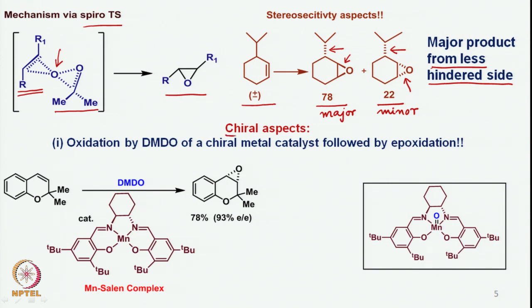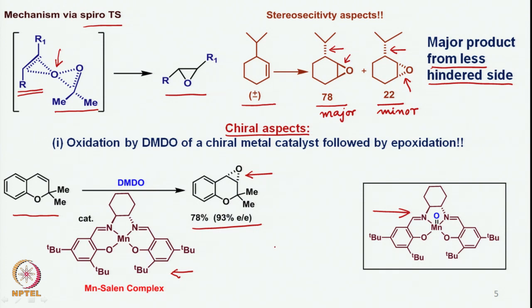Now, what do we do to make the epoxide chiral? What are the ways by which we can use this dioxirane to get chiral epoxides? There are two ways by which one can do it. For example, if this is the olefin taken and we want to convert it into the corresponding epoxide in a chiral fashion, what has been utilized here is a manganese salen complex. This manganese salen complex was reacted with DMDO to form this reagent in the reaction. That means if we begin with this manganese salen complex and react it with DMDO, it forms the corresponding manganese oxygen double bond based reagent, which then transfers the oxygen to the olefin to form this particular epoxide.